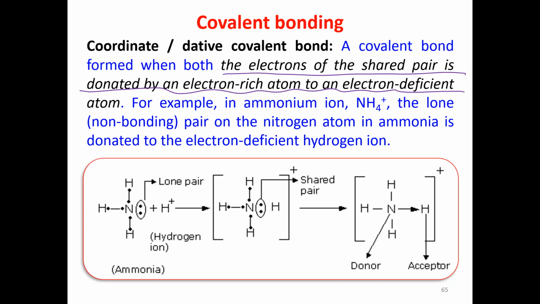What is a dative covalent bond? It is when one atom basically donates a pair of electrons.